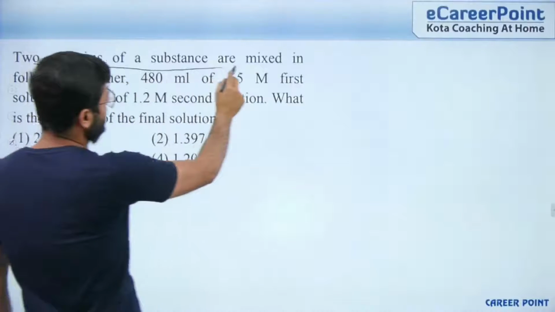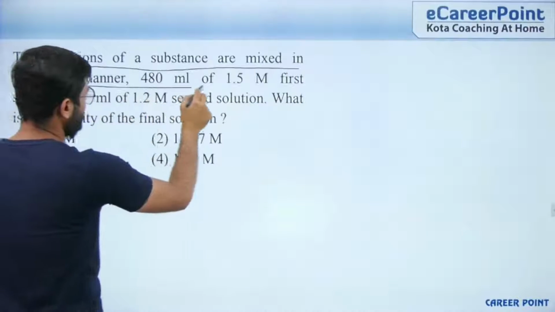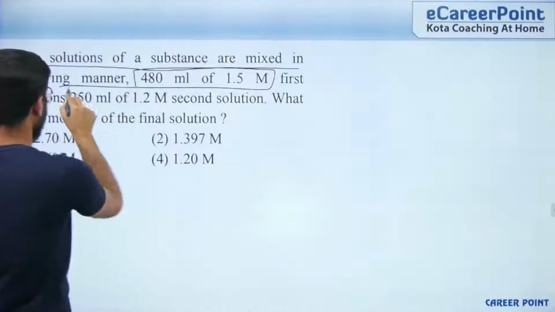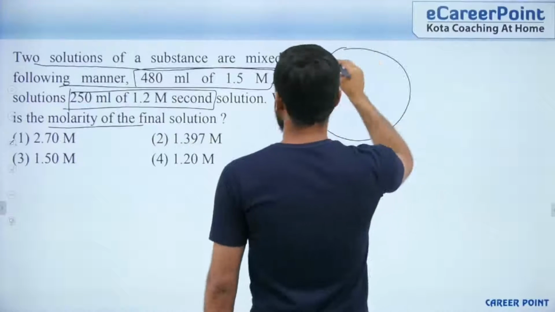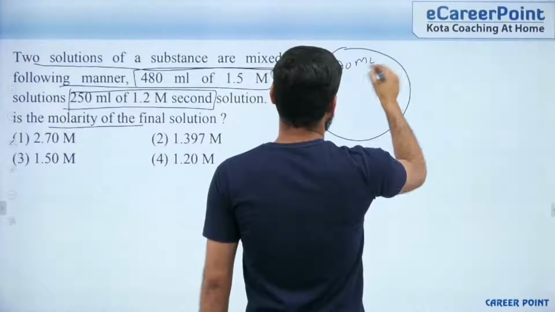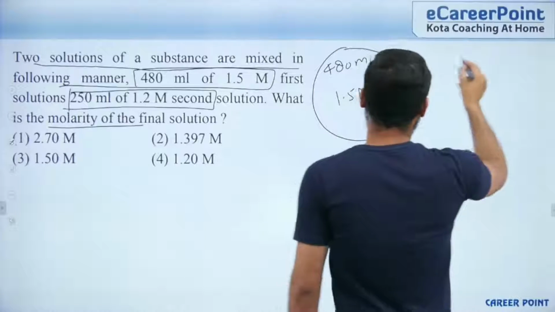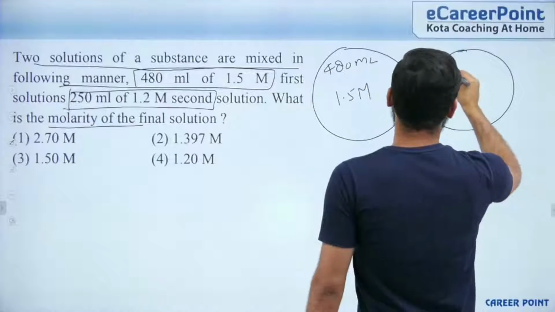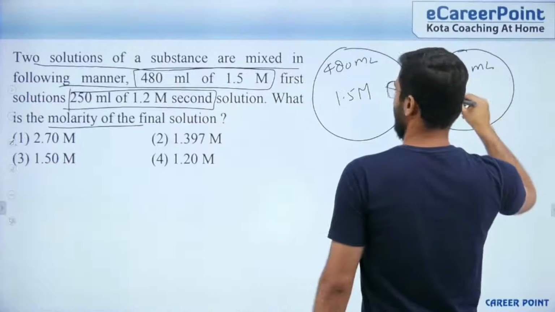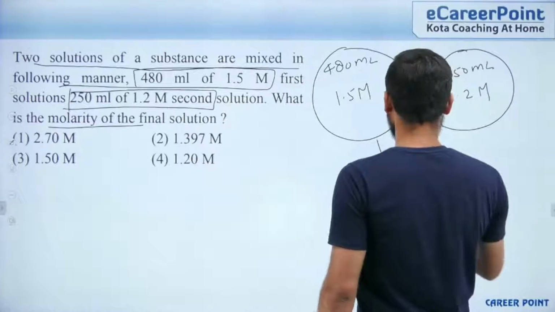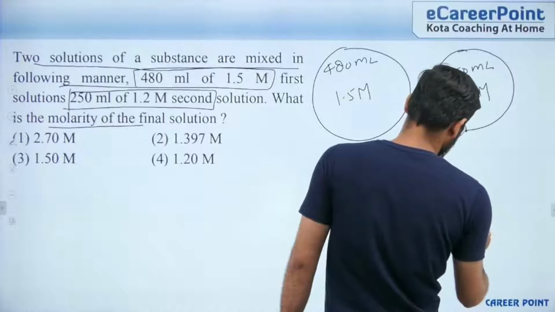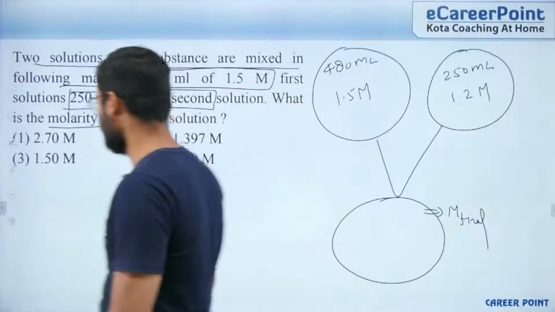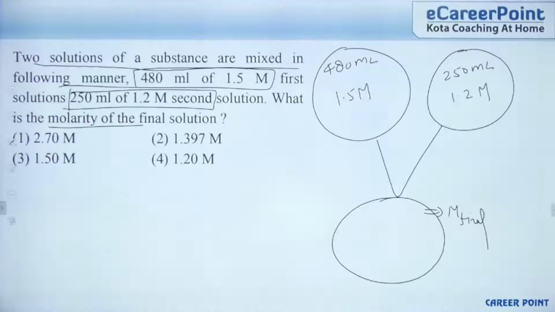Now next question. Two solutions of a substance are mixed in the following manner. Let me tell you the question. It says 480 ml of one solution, which is 1.5 molar, and another solution which is 250 ml and 1.2 molar. If we mix both, what will be the final molarity? I hope you can do this question. Try it, if you have studied. What will be the answer?